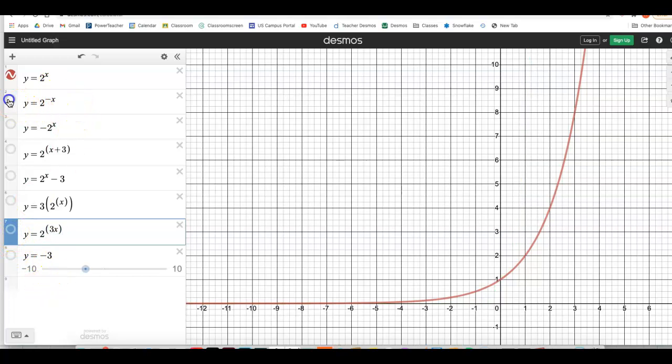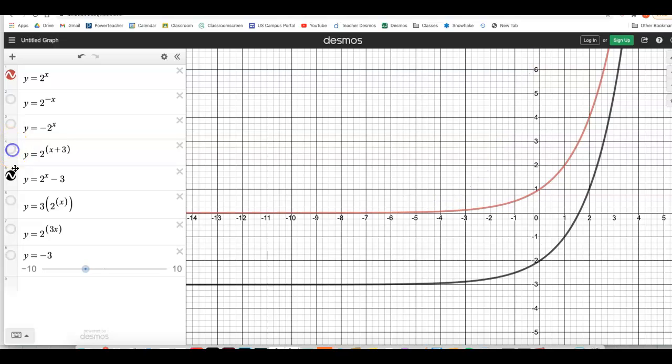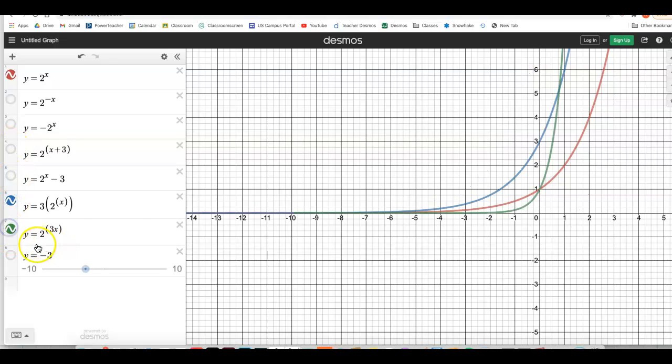So we have all of these different transformations, reflections, translations, and dilations that work in exactly the same way as we did with other graphs.